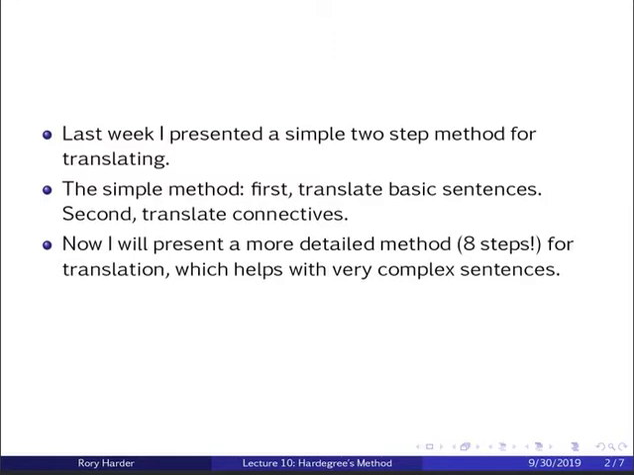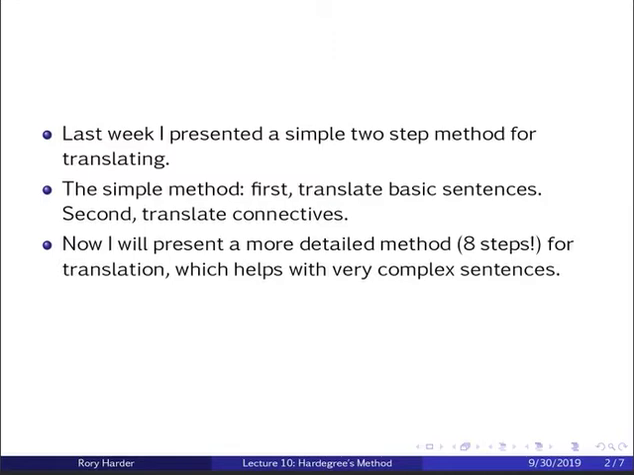This simple method was just that first, you translate the basic sentences that are within the sentence you're translating. So sentences like John is happy, or John is sad, or Mary is happy, etc. So the first thing you do, according to this simple method, is you translate the basic sentences that show up in the sentence you're translating. And then second, you translate the connectives.